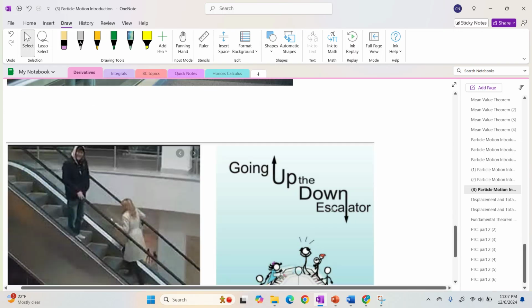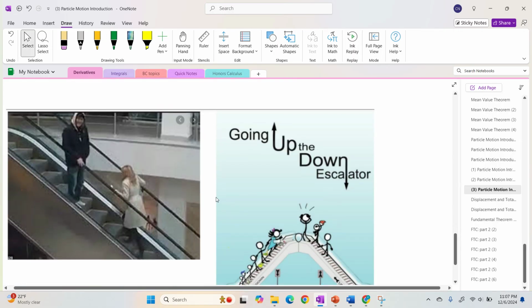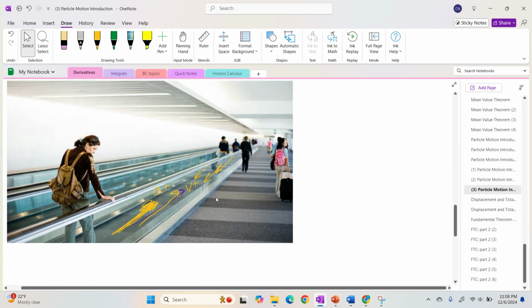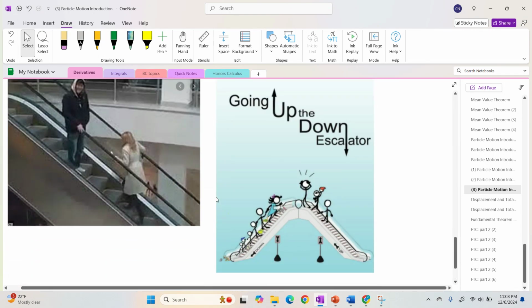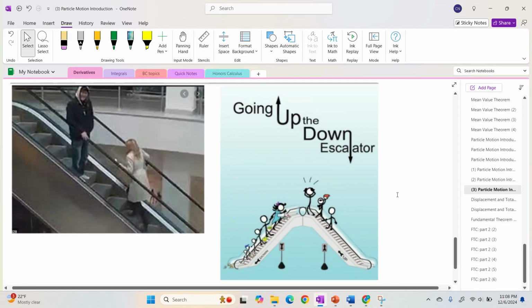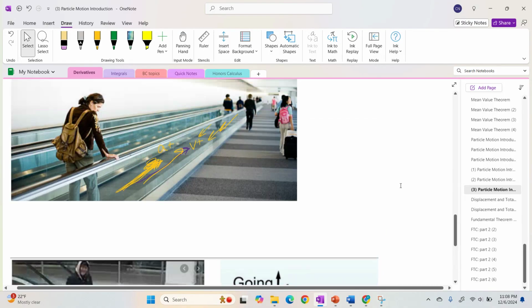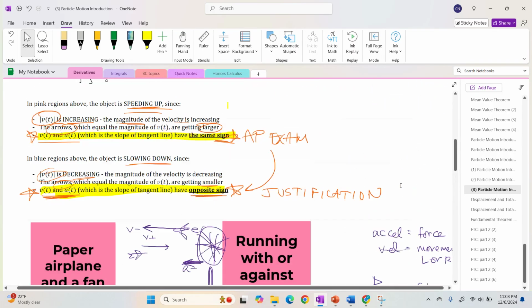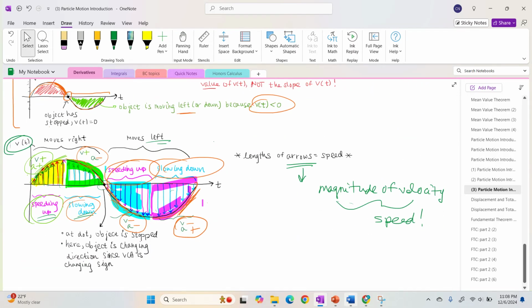You can also think like walking up an escalator versus walking down an escalator. There's a lot of ways to picture this, but either way, you want to cite the signs of velocity and acceleration. All right, cool. So make sure you have that jotted down, and we will practice in class.